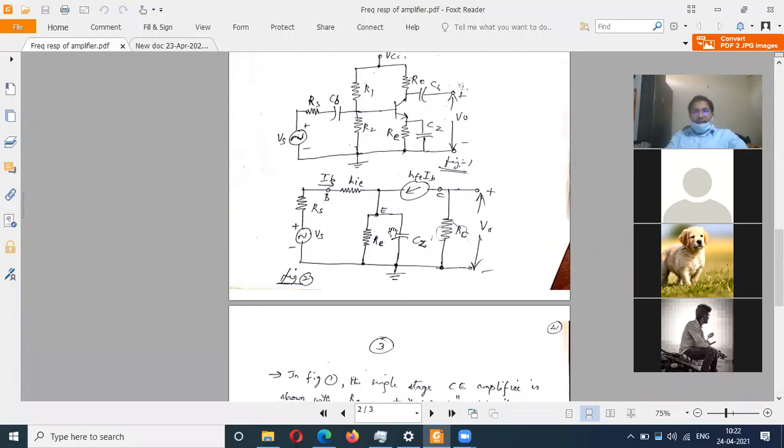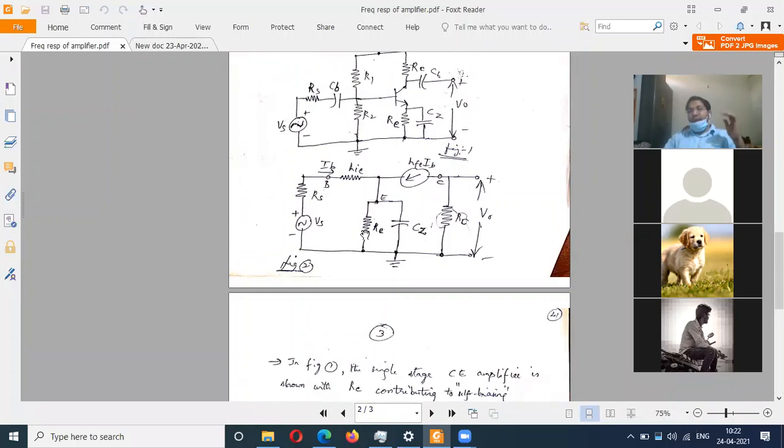What is the formula? R1 R2 by R1 plus R2. Same old formula which you studied in 12th standard. In place of R1, we have RE. In place of R2, we have 1 by J omega CZ. For a capacitor, the impedance you take is 1 by J omega CZ, or J square is minus 1, so you can take it as minus J by omega CZ.